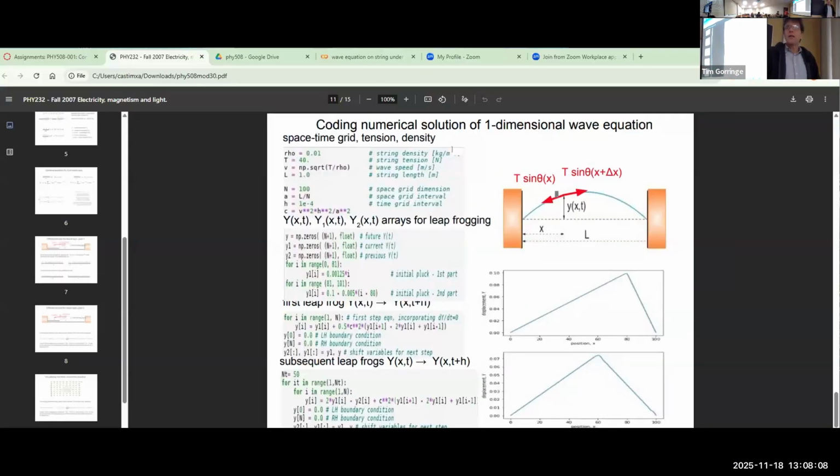Any questions on that? If not, I'll just go on to the code and we can walk through some of the code.